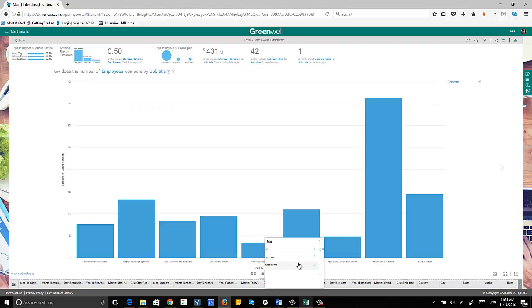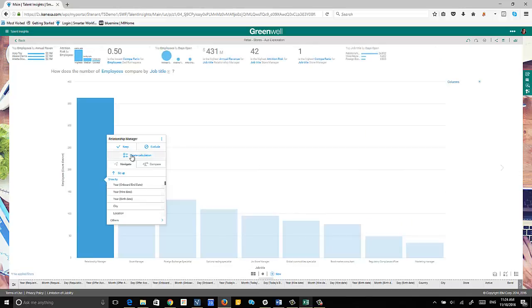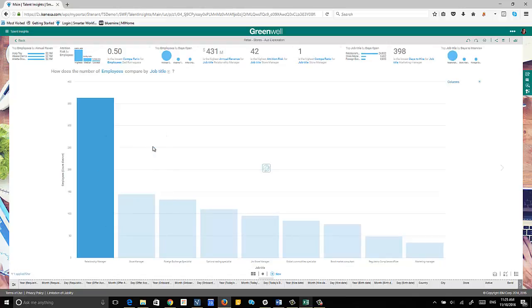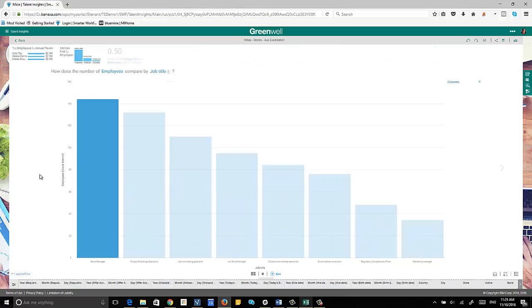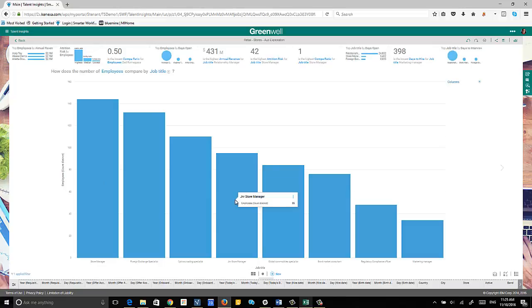Now again, I'm going to sort that to make it easy to read, and I've got a bit of an anomaly here in that there's one that stands out. So maybe that's a glitch in the data, or it's distracting my attention, so I might want to go and exclude it from the results. Now I can see that I've got plenty of store managers, but I probably don't have enough junior store managers in line to replace them.